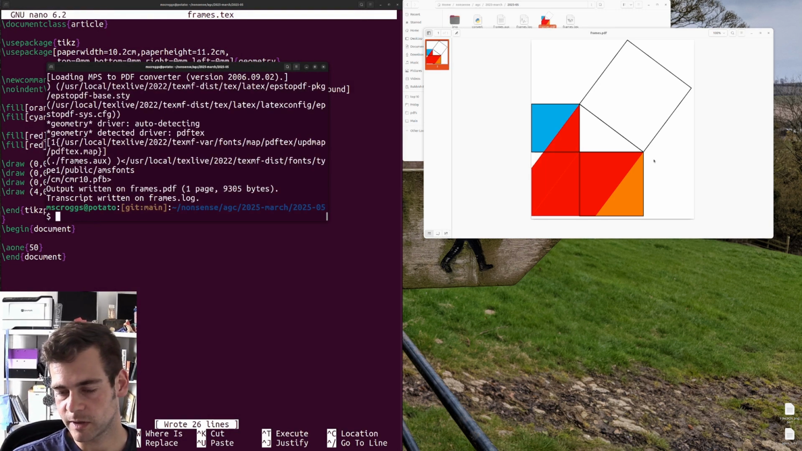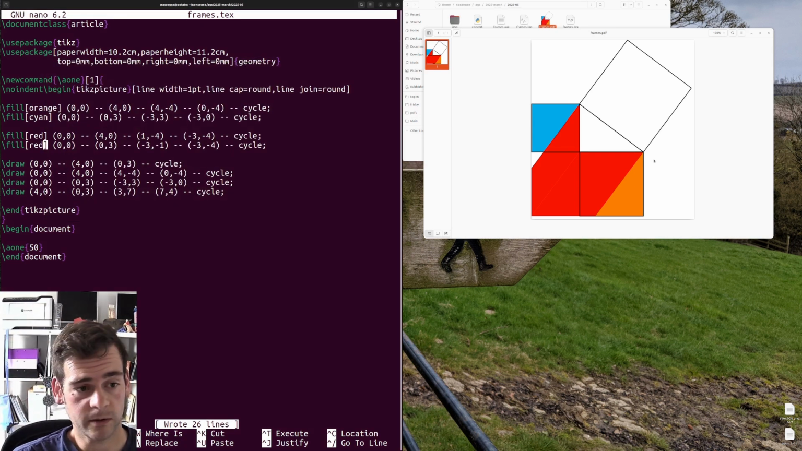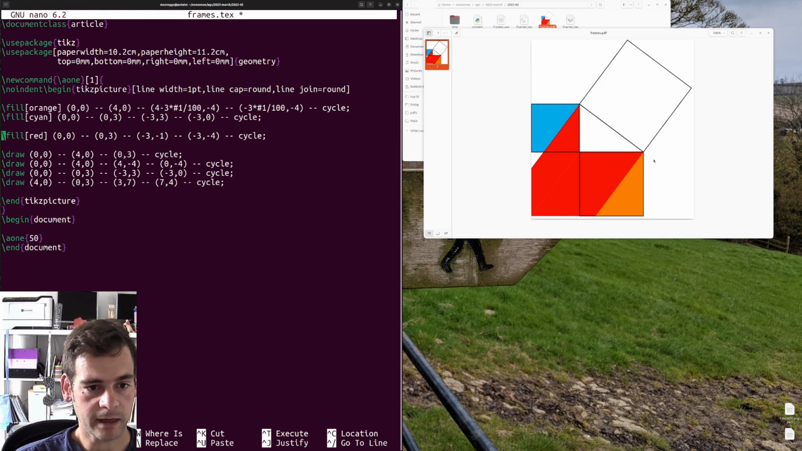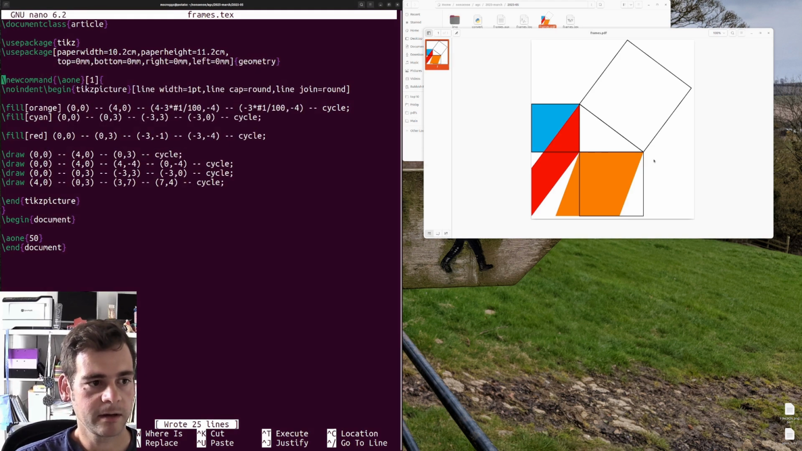Okay, so those are the two parallelograms we can go to, and then we're going to slide that upwards and turn that into the other square. So for the first one, we want these numbers to be take away 3 times #1 over 100 if there's 100 frames. And that wants to be -3 times #1 over 100. And I can delete that. So that looks like that's about halfway between, so that's good for this animation.